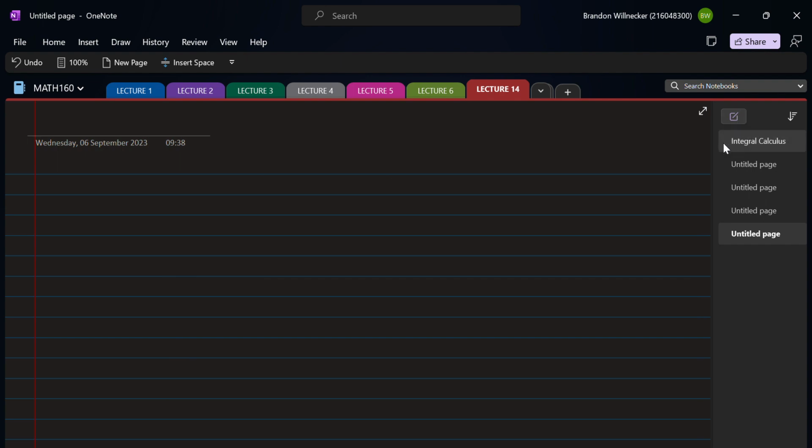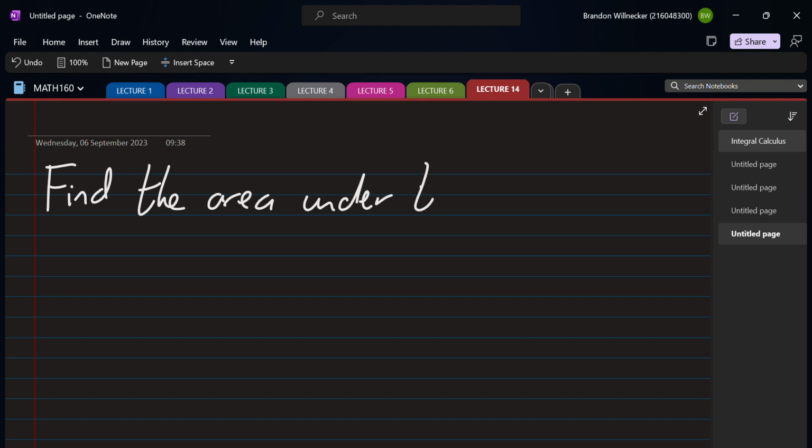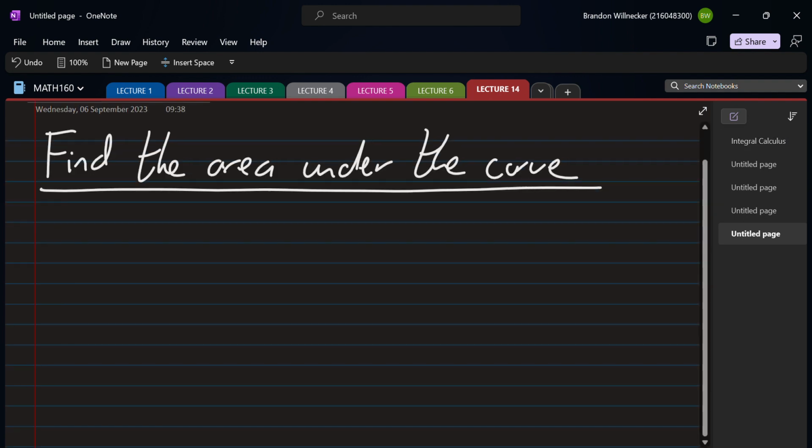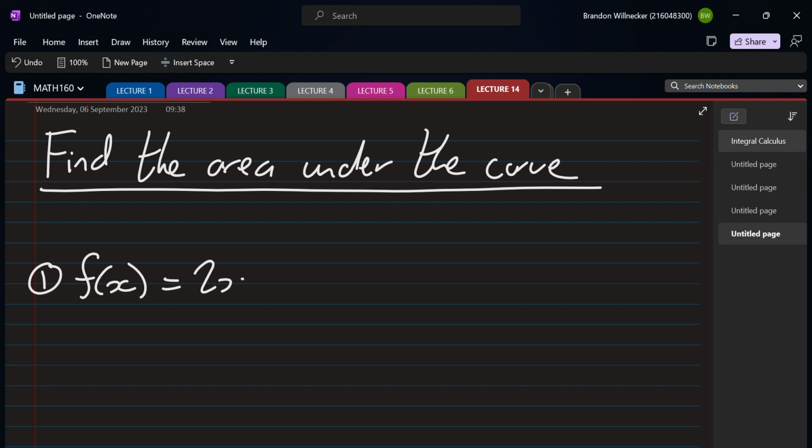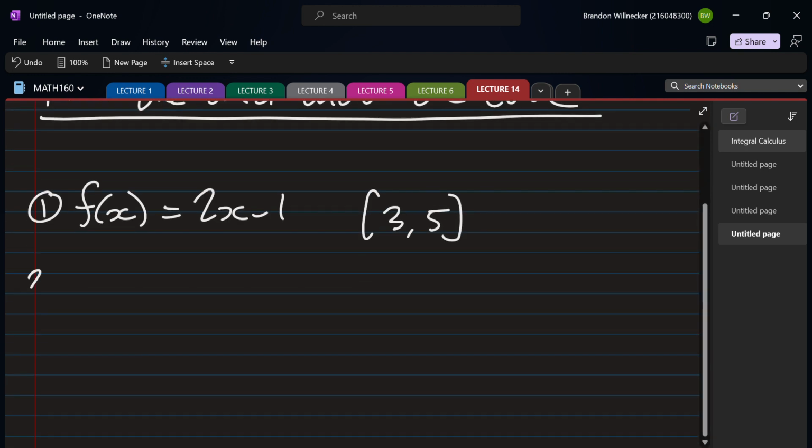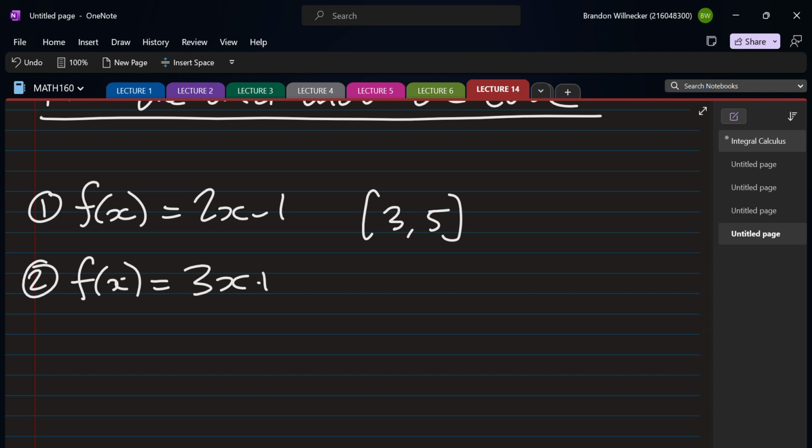Okay, so for all of them, it's finding the area under the curve, given the function and the interval. Okay, so find the area under the curve. Okay, number one, f of x is 2x minus 1 on the interval 3, 5. Number two, f of x equals 3x plus 2 on the interval minus 1 to 1.